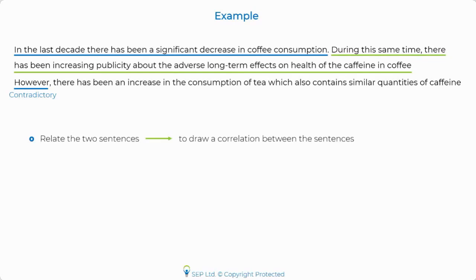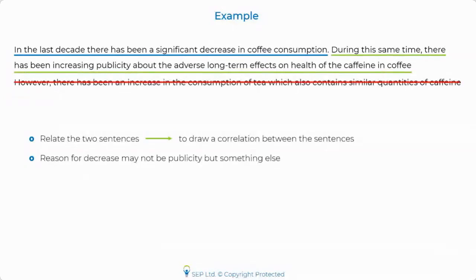Good. So now, when you read the third sentence, you realize the reason for the decrease may not be publicity, but perhaps something else. See how your understanding changes if you keep on relating sentences. Now imagine that this sentence is not there, guys. Instead, you have this sentence. Now, can you tell me what is the purpose of the third statement? Purpose of the third statement, guys, quickly.